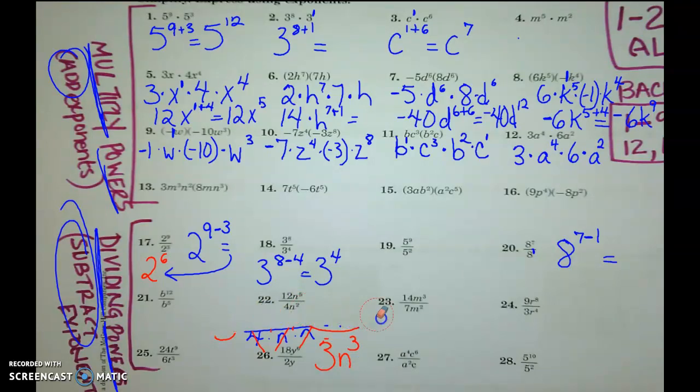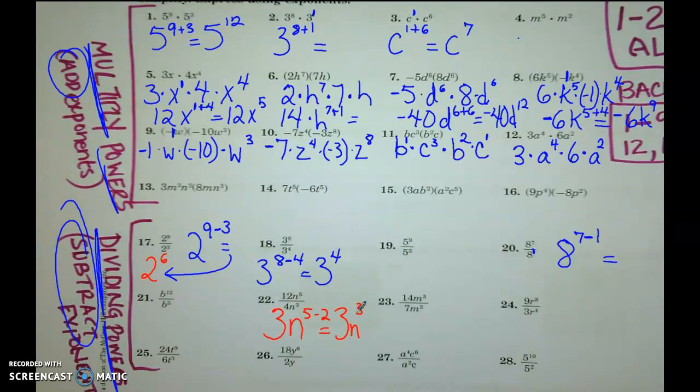Now, let's look at it using our rule. Okay? So we would have n to the 5 minus 2, but then we also have that 12 divided by 4 is 3. And so that simplifies to 3n to the 3rd power. Okay? Number 23, we're going to work through it the same way.